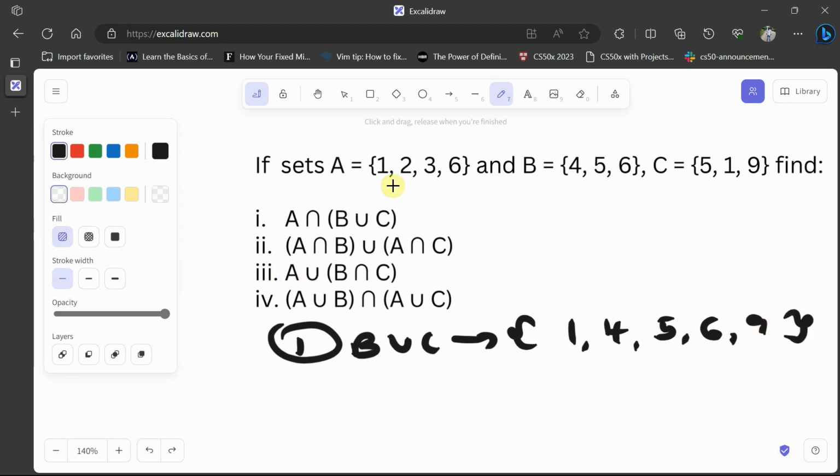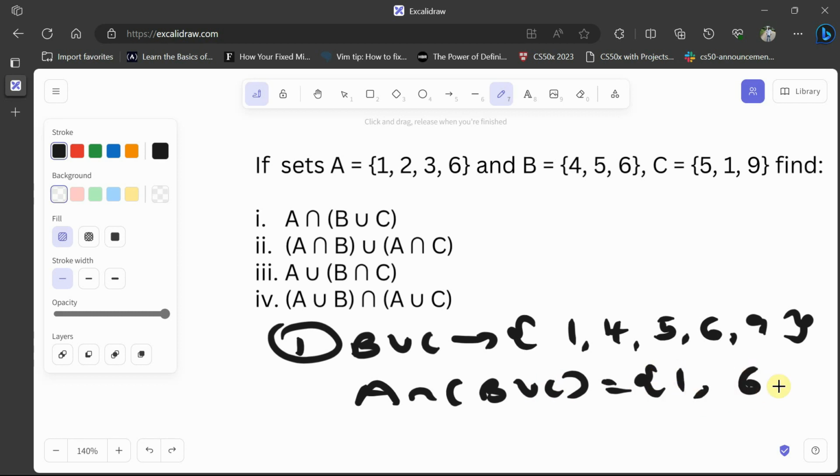And A intersection this guy, what do they have in common? They have 1 and they have 6. So A intersection B union C is 1, 6. Great. Now alternatively, if I knew the associative law, I could just do this number 2 step instead, and we should have the same value.